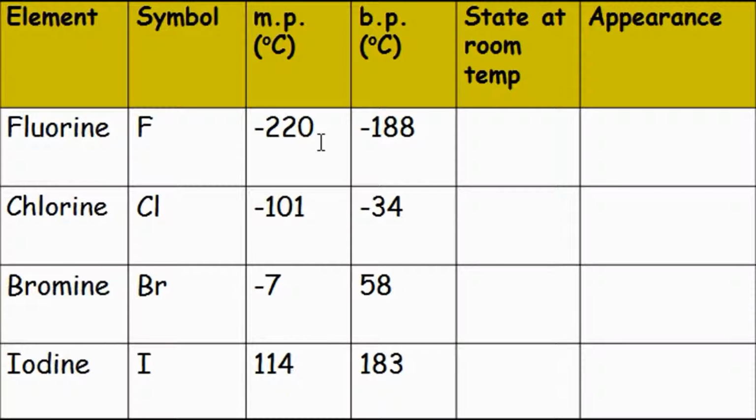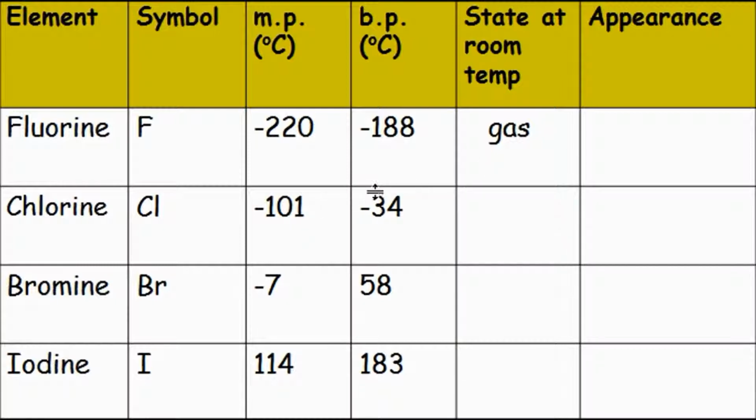Look here, look at fluorine. It's melted at minus 220 degrees C. It's boiled at minus 188 degrees C. So by room temperature, by plus 20 degrees C, it has melted and it has boiled. Now, what state is something in if it's melted and boiled? Well, it's going to be in a gas state, isn't it? So, fluorine is a gas, just like we saw on the periodic table.